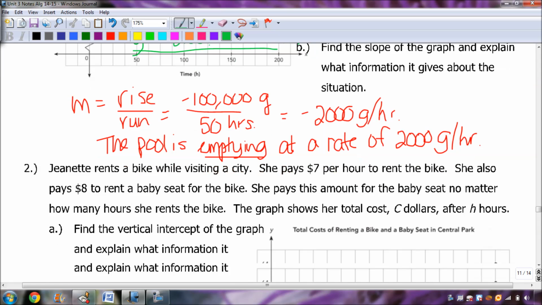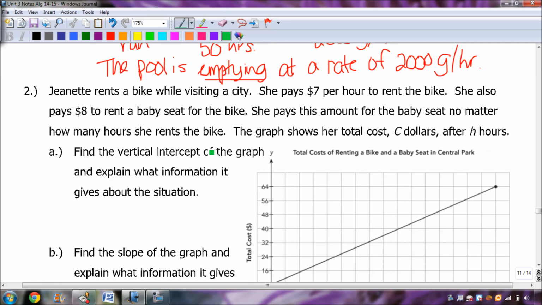All right, so let's take a look at question number 2. Jeanette rents a bike while visiting a city. She pays $7 per hour to rent the bike. She also pays $8 to rent a baby seat for the bike. She pays this amount for the baby seat no matter how many hours she rents the bike. The graph shows her total cost C after H hours.